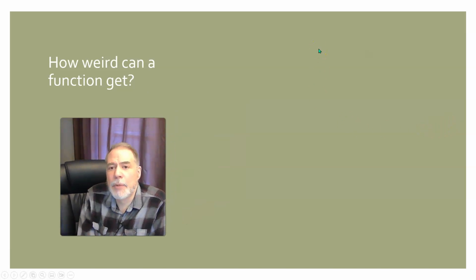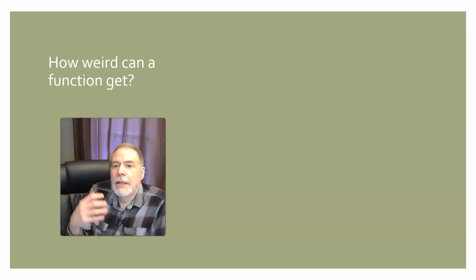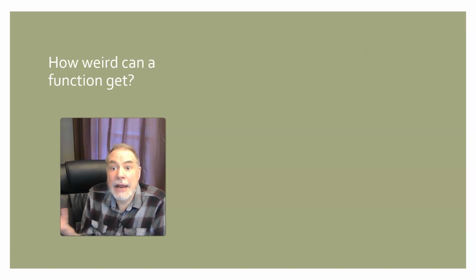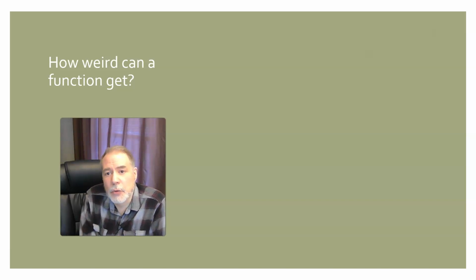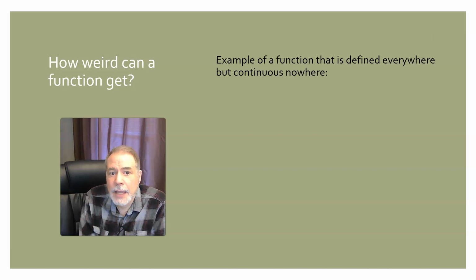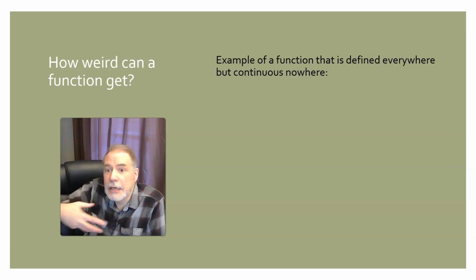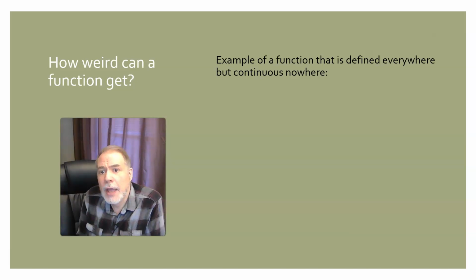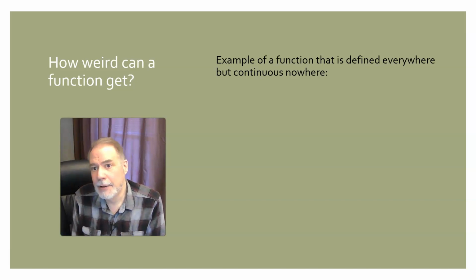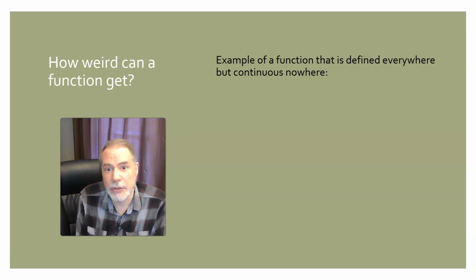Okay, one last little remark. The functions that you're used to working with are either continuous everywhere they're defined, or they have maybe one or two or just a few discontinuities. But functions can get weirder than that. Functions can have more than just one or two discontinuities. In fact, I could give you an example of a function that's defined everywhere, so you can plug in any number you want and it will give you a value, but it's continuous nowhere. It's discontinuous at every point.